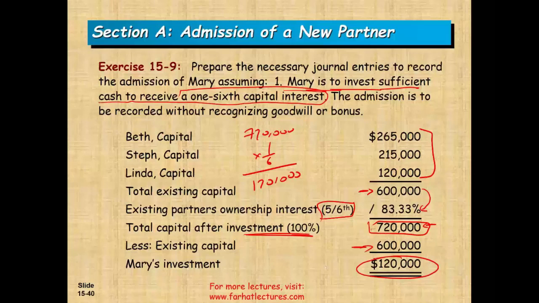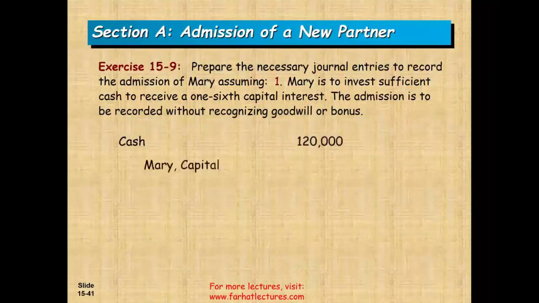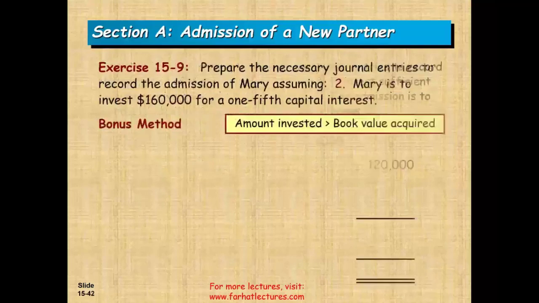Okay, let's look at the journal entry. The journal entry will debit cash, credit Mary's capital 120. This is what actually happened. There's really no goodwill, nothing. We just told Mary, you get 1/6, and we computed how much that 1/6 is worth.